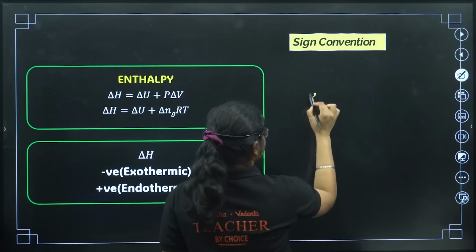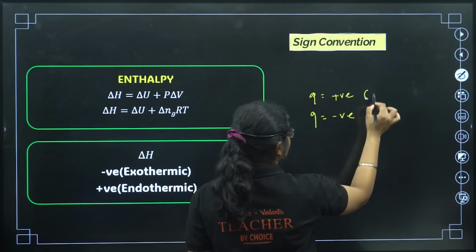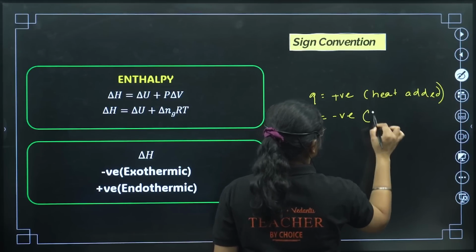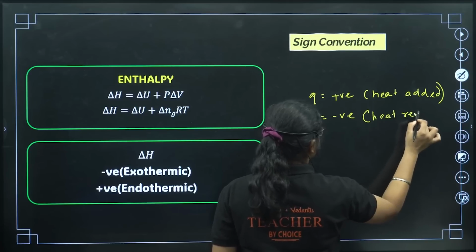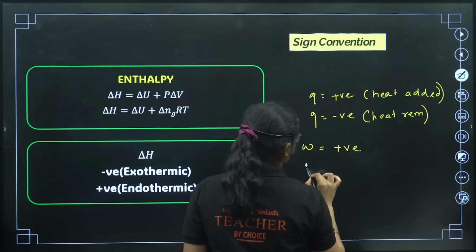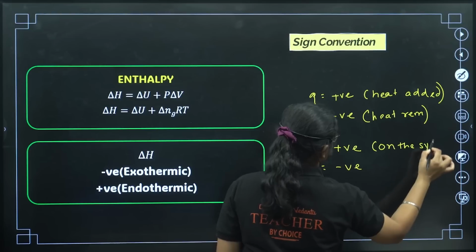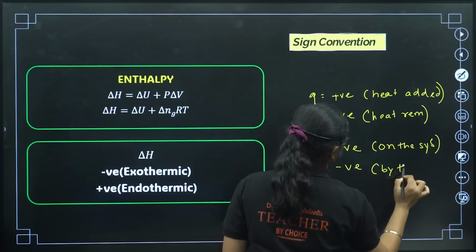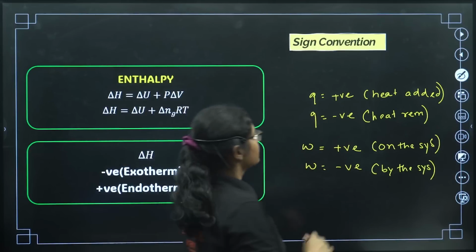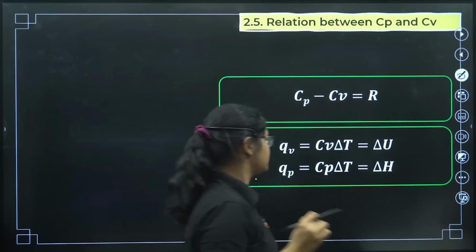Next, you can just revise the enthalpies formula, and here I will tell you the sign convention. If heat is added to the system, then Q will be positive. If heat is removed from the system, then Q will be negative. Then work done on the system will be positive, and work done by the system will be negative. Clear on this one?